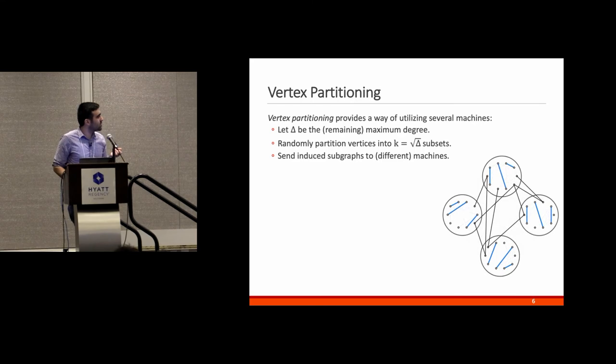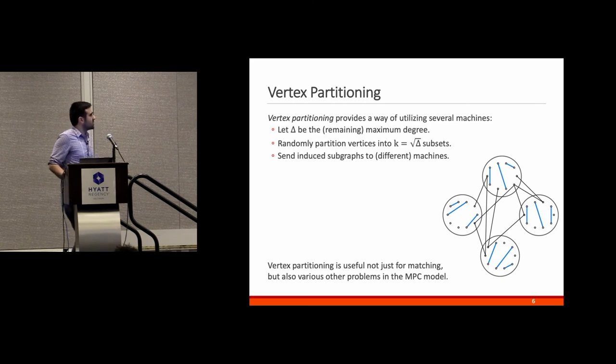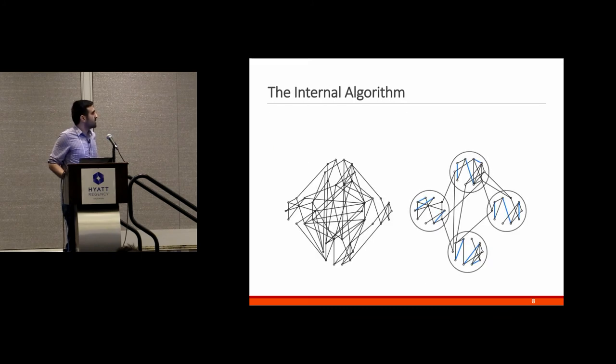Right? So what remains in the graph after doing this is a set of these black edges that are shown in the figure. And I have to note that this vertex partitioning idea is not just used for matching. It has also been used for minimum spanning trees or graph coloring algorithms and many other problems. But I only talk about its applications in the matching problem here.